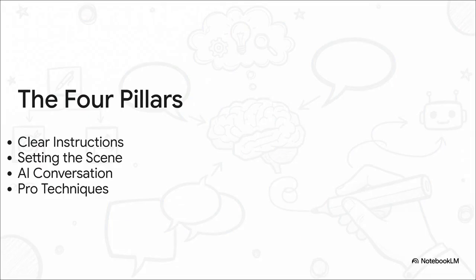So let's just pull all this together real quick. It all boils down to these 4 pillars. You start with clear, sharp instructions. Then you give the AI the right context by setting the scene. After that, you treat it like a real conversation, building your answer step by step. And finally, you unlock those pro-level results with the really advanced techniques.